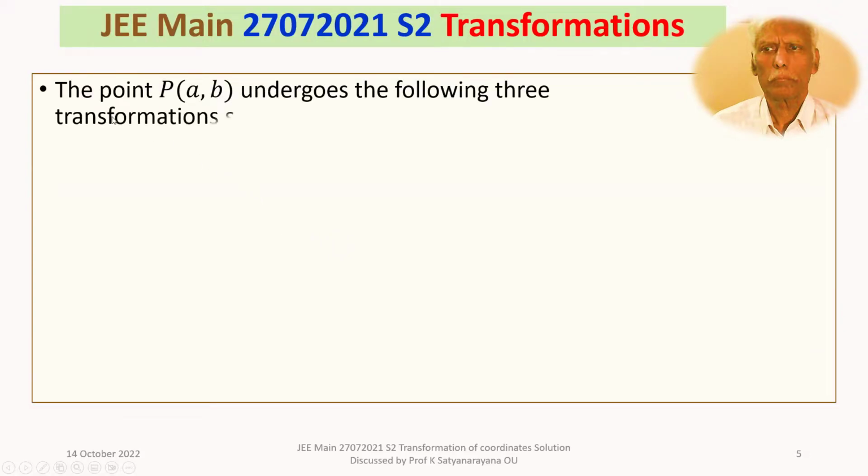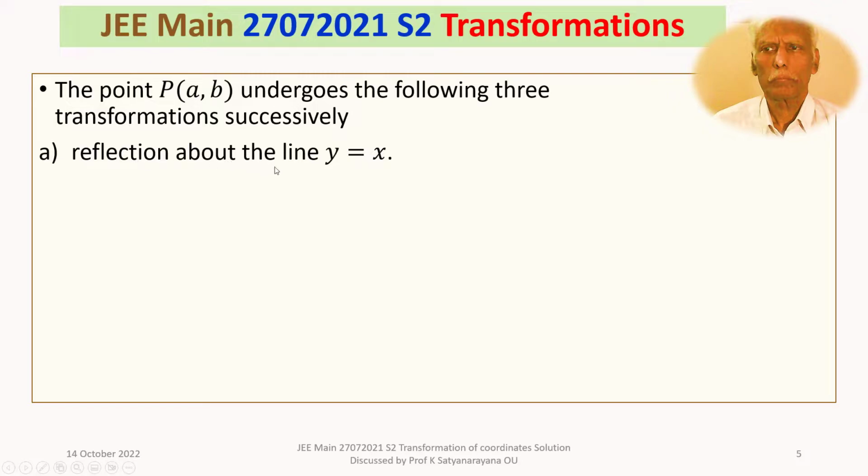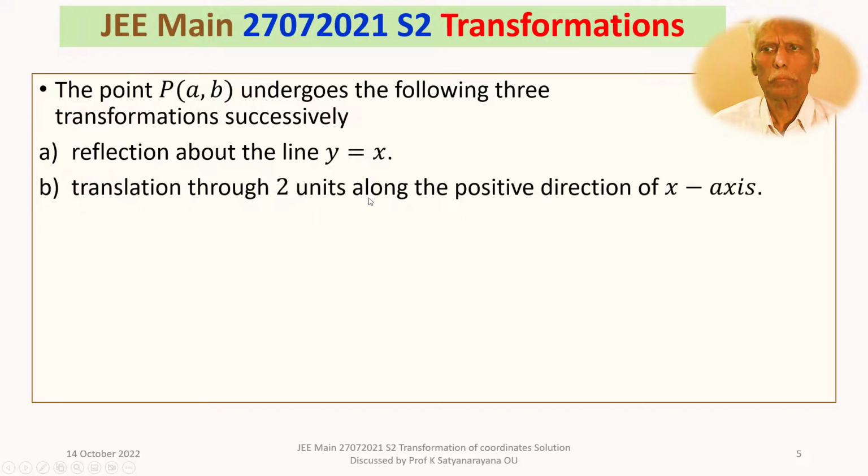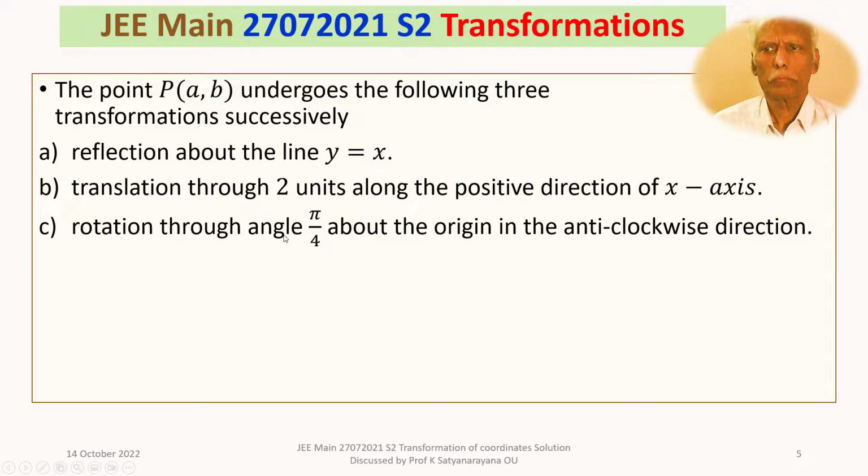The problem is: the point P with coordinates (a, b) undergoes the following three transformations successively. A. Reflection about the line y equals x. B. Translation through 2 units along the positive direction of the x-axis. C. Rotation through an angle pi by 4 about the origin in the anti-clockwise direction.